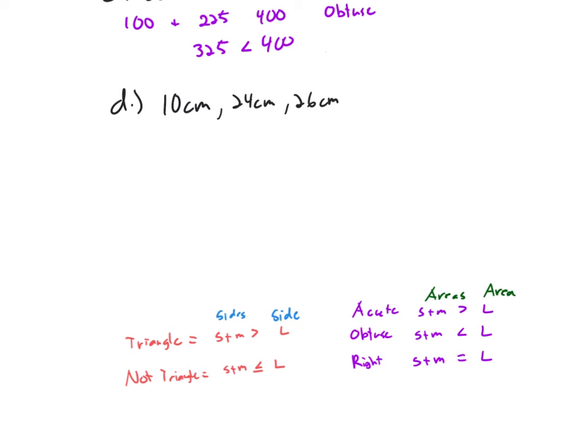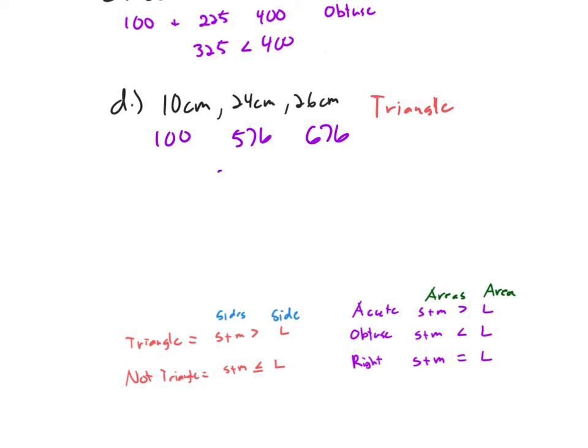Okay, so part D here, I know that this is going to be a triangle. Just some quick math tells you that 10 plus 24 is definitely greater than 26, so it's definitely a triangle. And then I just have to figure out the areas. I'm going to do 24 squared, 26 squared, and of course 10 squared. When I do all those, I should come away with 100 for 10 squared, 576 for 24 squared, and 676 for 26 squared. And now I just have to decide what happens next.